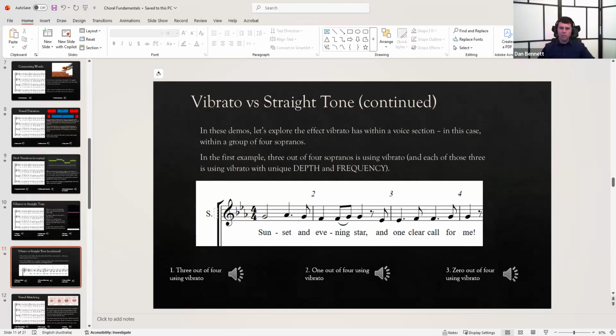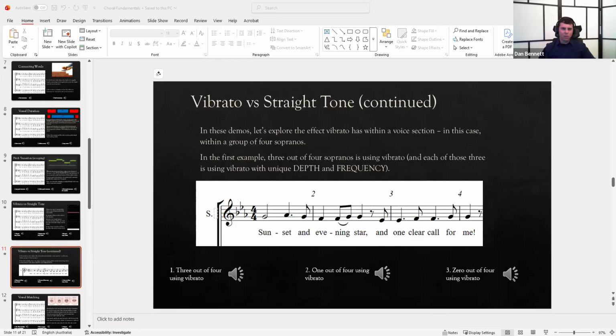So if that final one sounds like one voice, that's not a coincidence, because it was in fact the same thing copied and pasted 4 times. But that's what happens when you get 4 voices perfectly matched, it does sound like one voice.